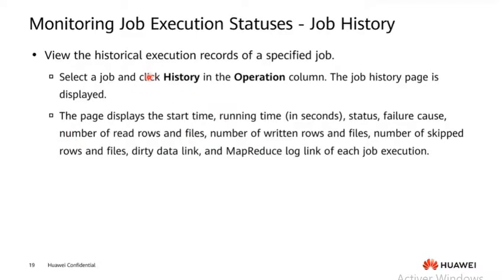In addition, we can go to the job history page for a lot more details. The details in the job history page include the starting time, the running time, the status, the failure cause, the number of read rows and files, number of written rows and files, number of skipped rows and files, dirty data link, and MapReduce log link of each job execution. Here, we can see that only the dirty data link is displayed, but we cannot see which row or which column is the dirty data. That is important.